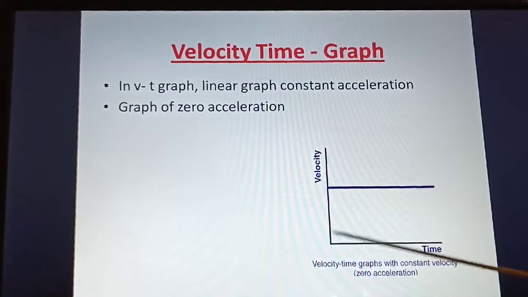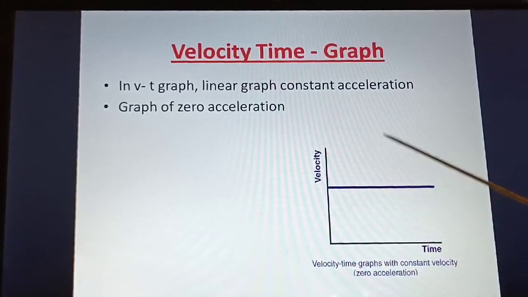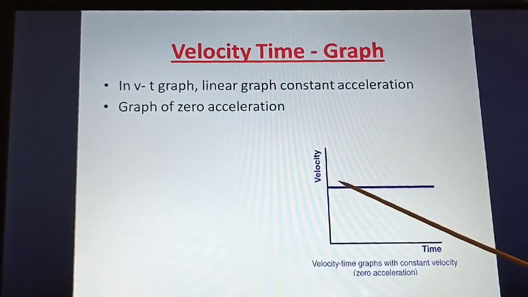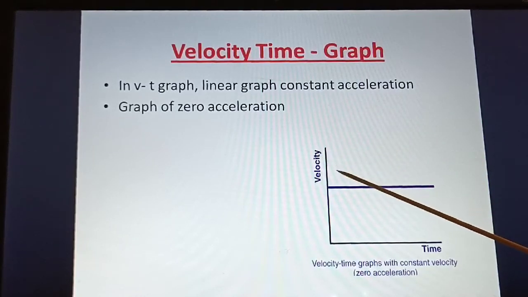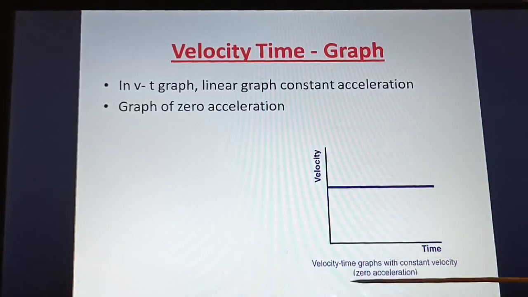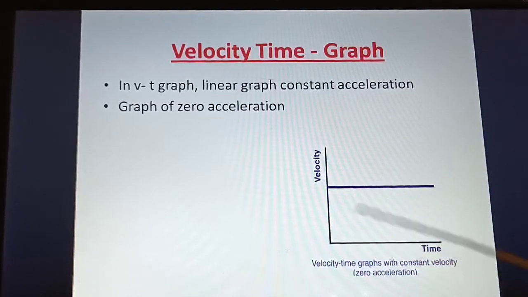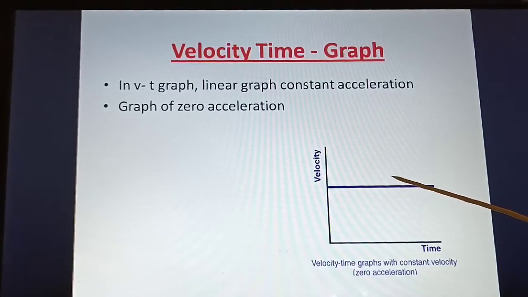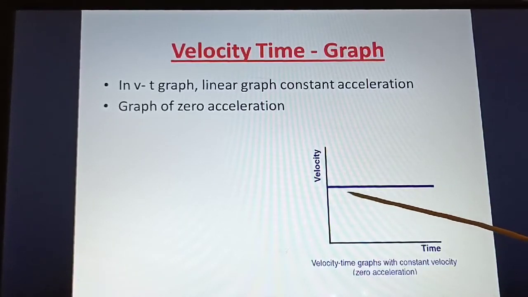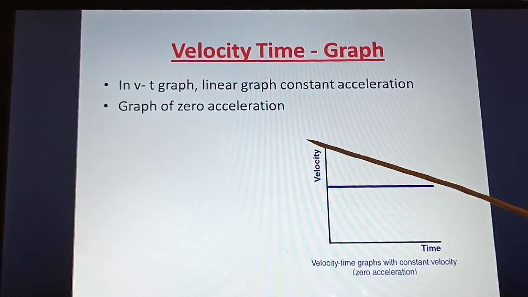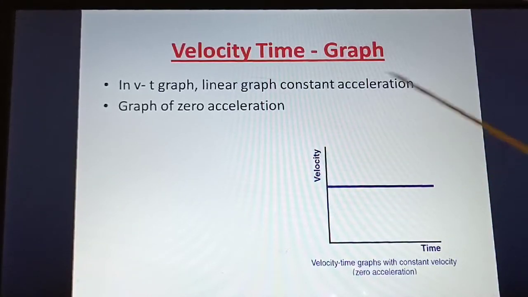But what happens to the velocity? It is not increasing, but velocity remains constant, isn't it? If you see, the velocity line and the time axis, both the lines are parallel to each other, isn't it? So velocity here is not increasing, it is constant. So the acceleration is zero here. Therefore, such graphs are called zero acceleration. Such a graph will give you zero acceleration.